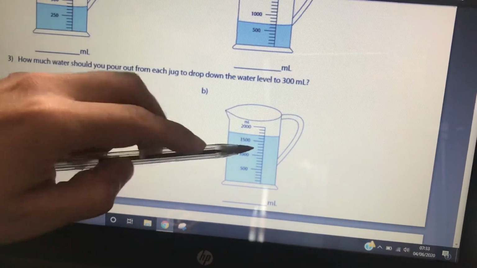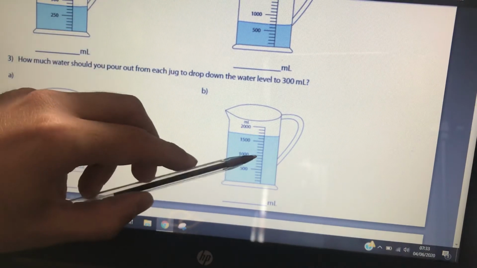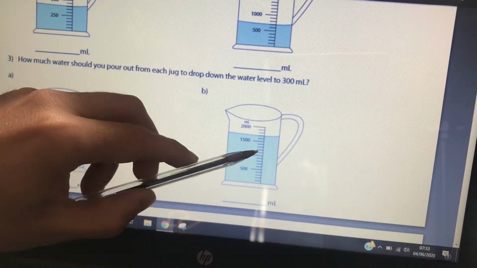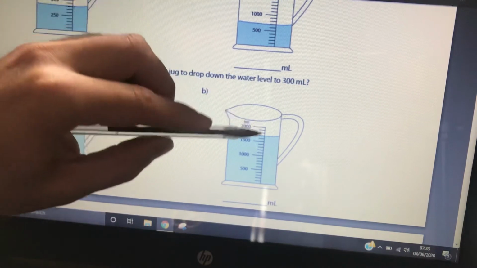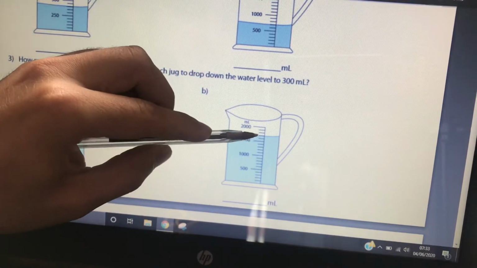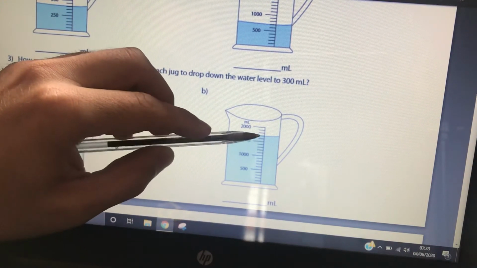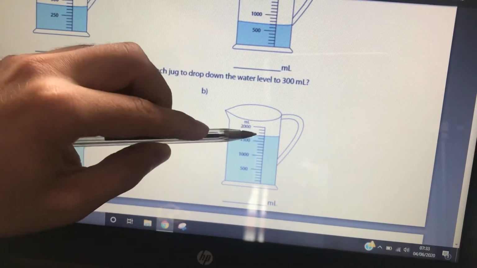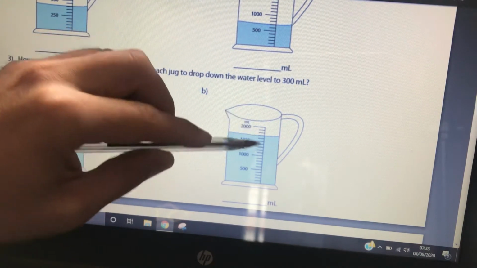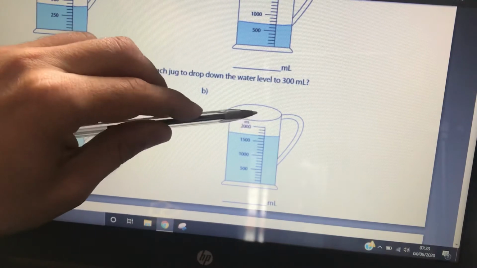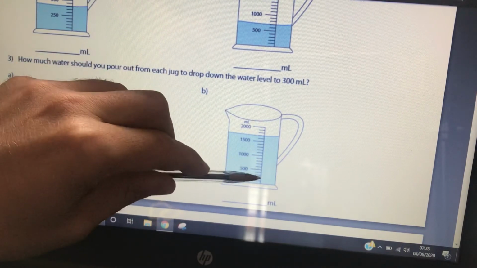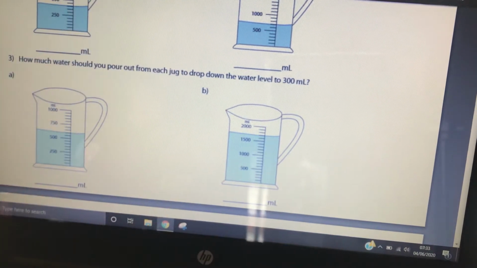This one here, I keep forgetting what the increments were. 100, 200, 300. Yeah, these ones were hundreds. So it's on 1,700. Well, if you take away 300, you'll find the difference with this one. So this one should be 1,400. So if you pour out 1,400 millilitres, you'll get down to 300. Lovely. Now that is not the end of your maths today.